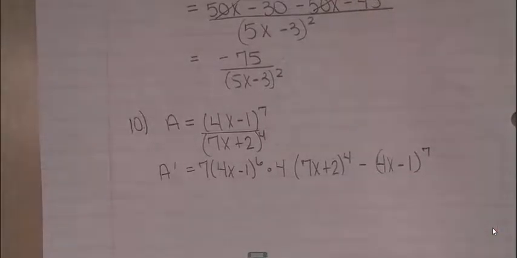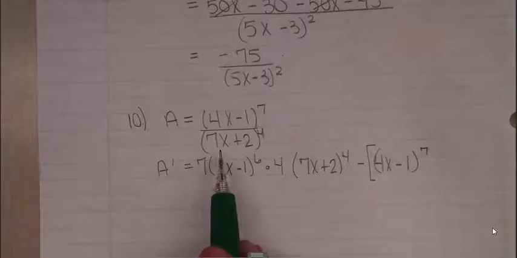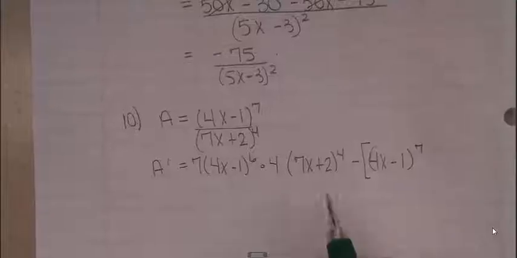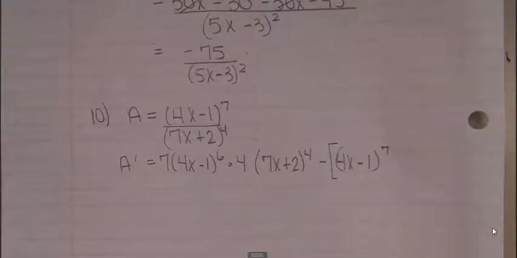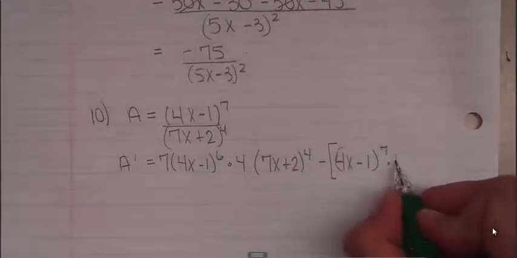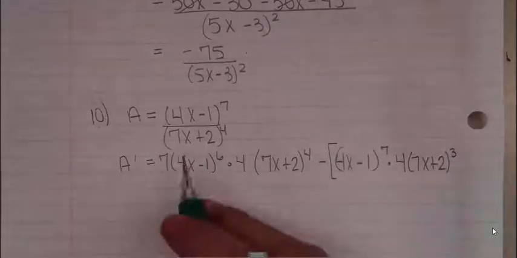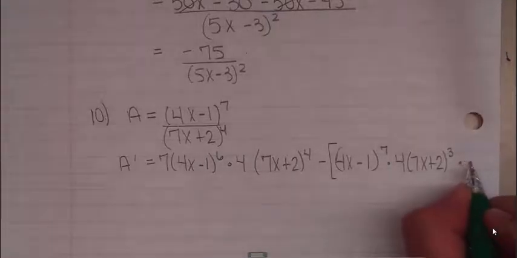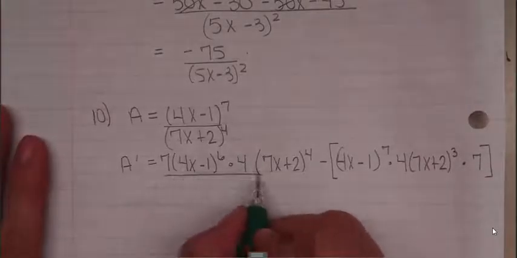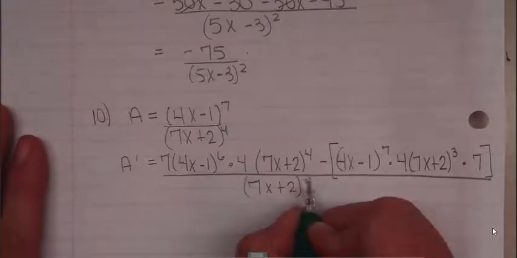Now this is going to get a little bit tricky, so I am going to put this minus in brackets, everything I'm doing from here on out, because I just don't want to end up not distributing my negative to everything. And if I'm going to have a whole bunch of terms, you just never know. So I'm just being really cautious right now. All right, so now I need to do the bottom. So that's going to be times 4, 7x plus 2 to the 3rd, times the derivative of the inside, which is 7. So it looked like I didn't really need that, but I was just being cautious. All over the denominator, or the bottom, squared.